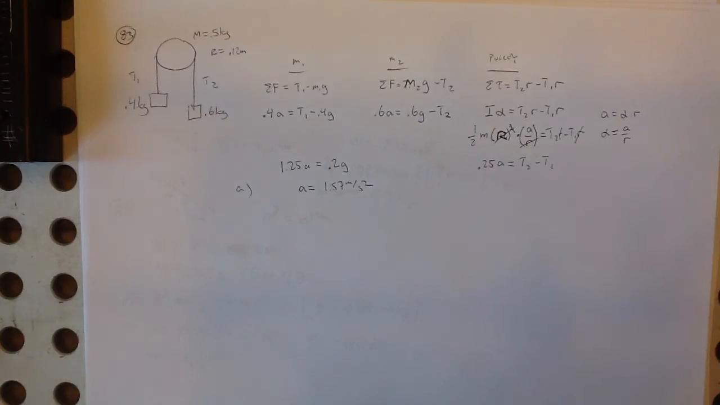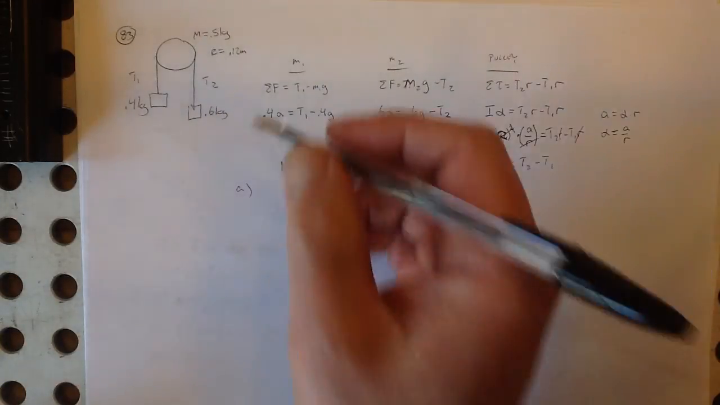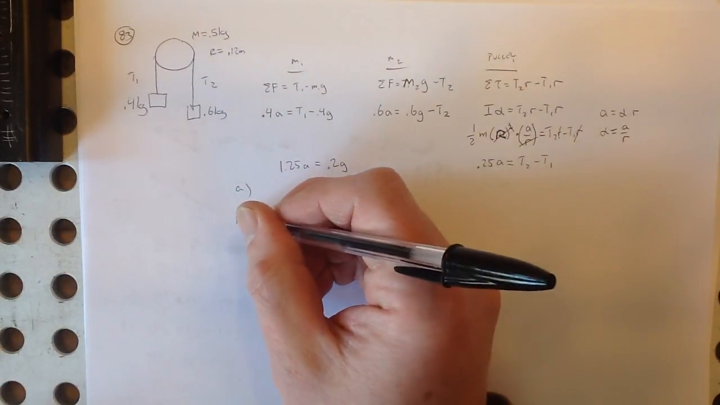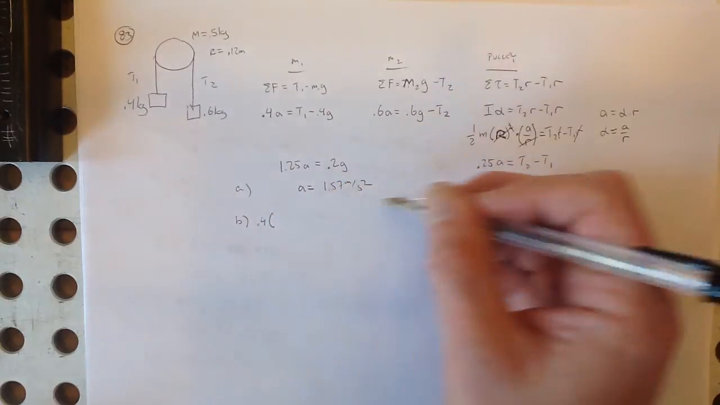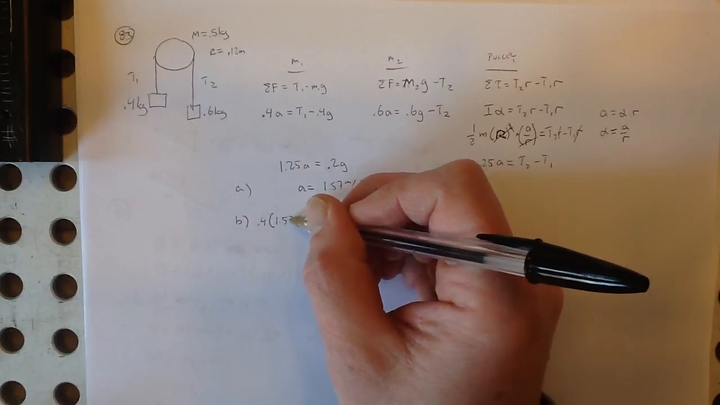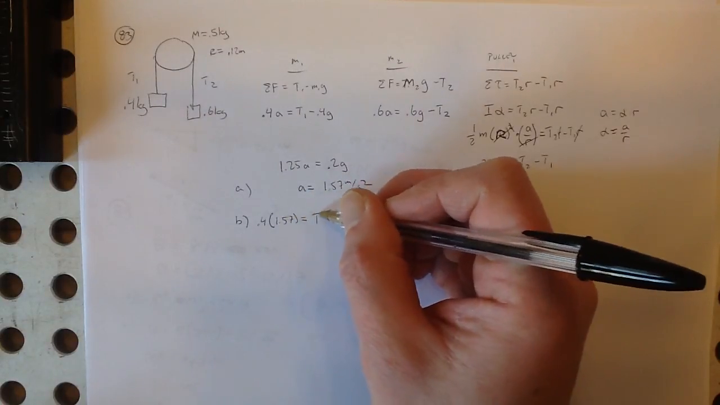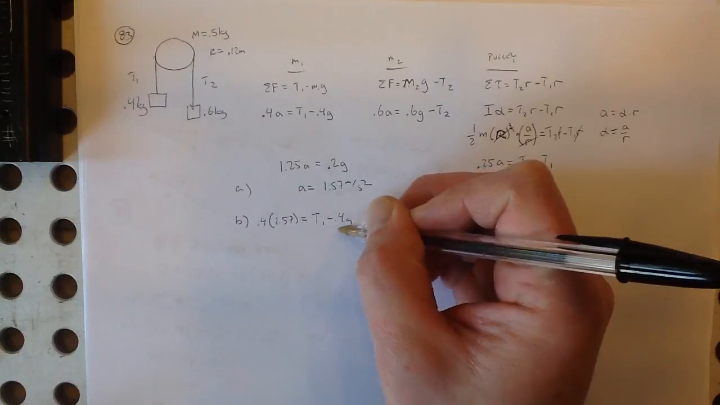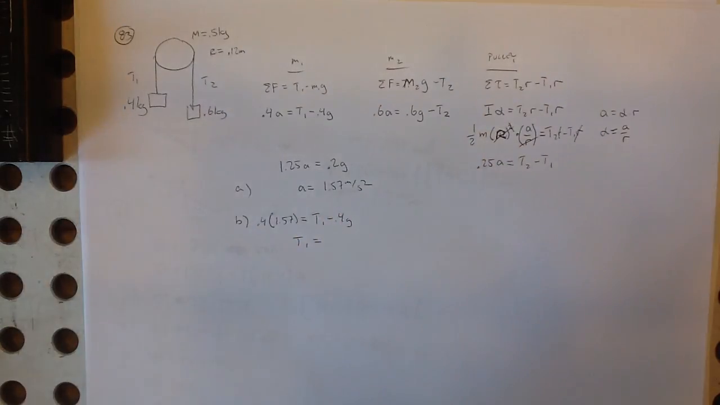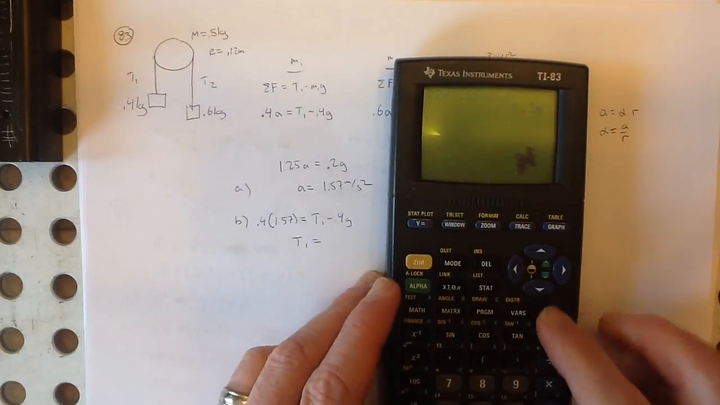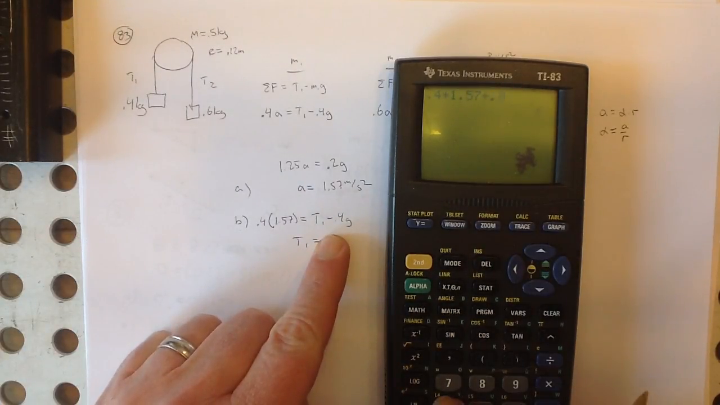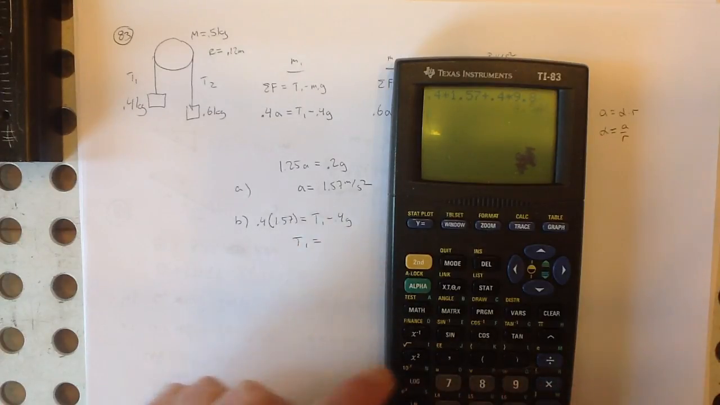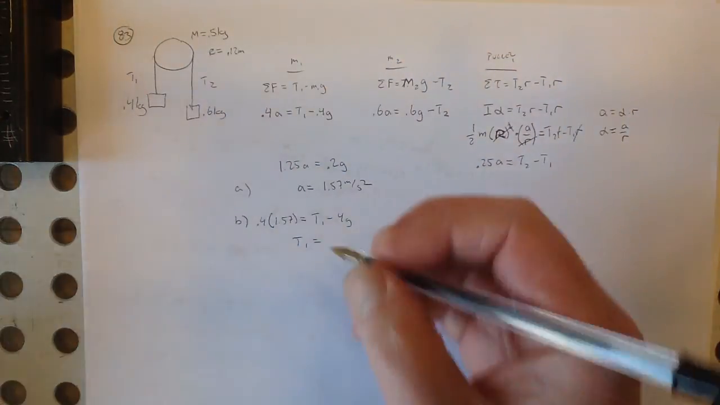In parts B and C, they want to know the tensions. Is it 1 and 2? Yeah. So tension 1, go back to this equation here. This is just a little substitution. So 0.4 times my acceleration, which I just found, is equal to T1 minus 0.4g. So T1 is equal to 0.4 times 1.57 plus 0.4 times 9.8, which is 4.55 newtons.